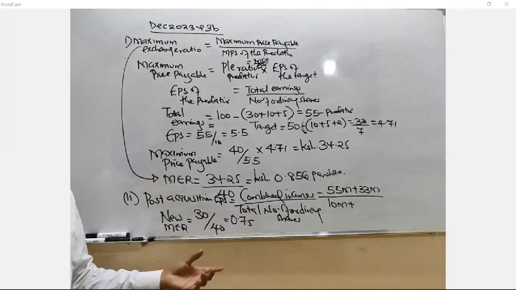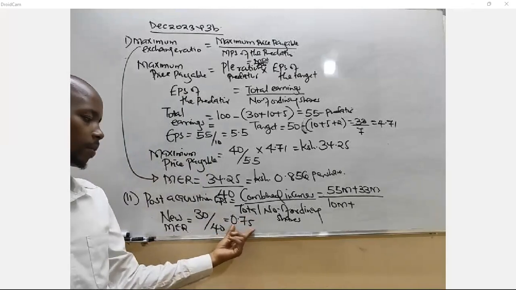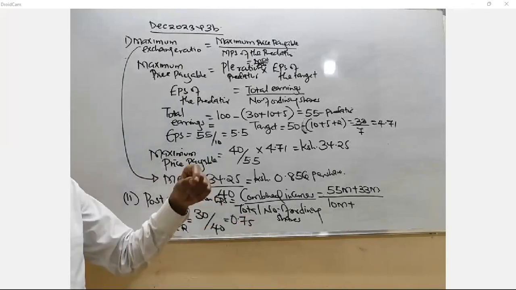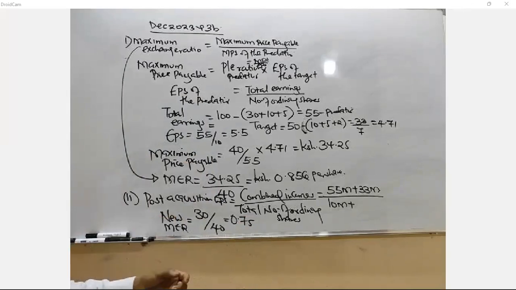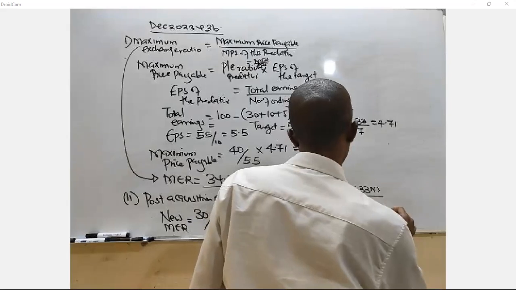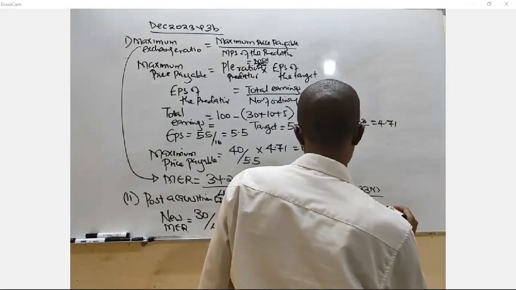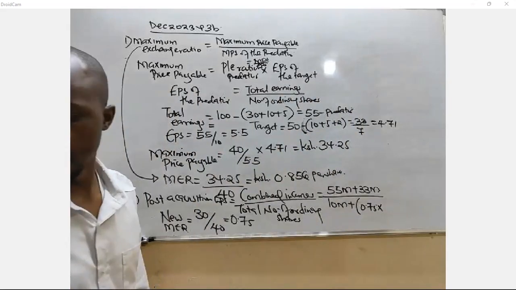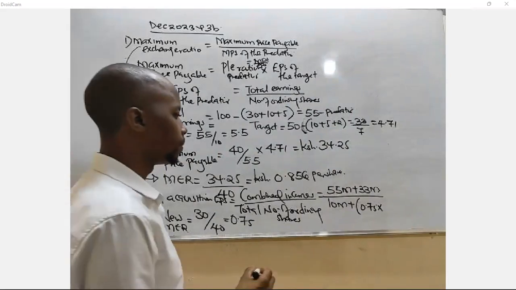This is the maximum price. This is the maximum exchange ratio of the shares of the target. So for one share, you're going to be giving us 0.75. What about the total number of shares they have? They have 7 million. So in this case, we take 0.75 and multiply it with the number of shares they have, 7 million.